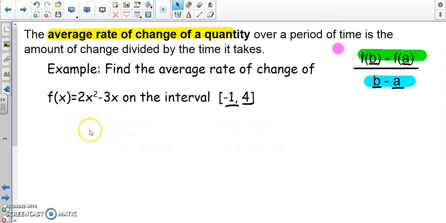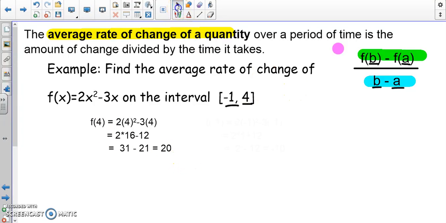So our first step is to figure out what's f of b. So we plug in f of 4, so 4 goes in 2 times. There's 2 x's, I did that on purpose. F of 4, and we just use basic arithmetic to solve it out. So 4 squared is 16. 2 times 16 is 32, take away 12. 32 take away 12 is 20. So that is our f of b.